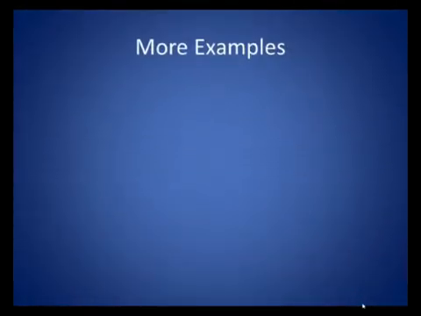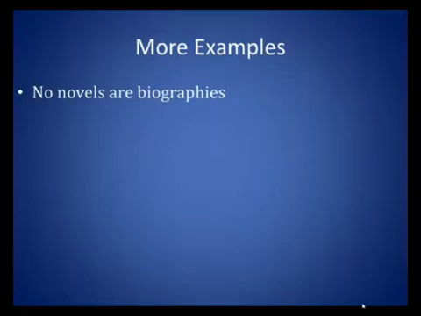Okay, more examples. No novels are biographies. I'll give you a second to see if you can figure out what you ought to translate this as. Hopefully you got it right. For all x, if x is a novel, then x is not a biography. Notice, again, we know it's a universal statement because I'm making a claim about all members of the subject class. No novels are biographies. In other words, not a single one.